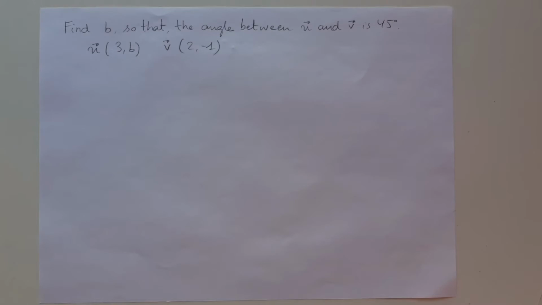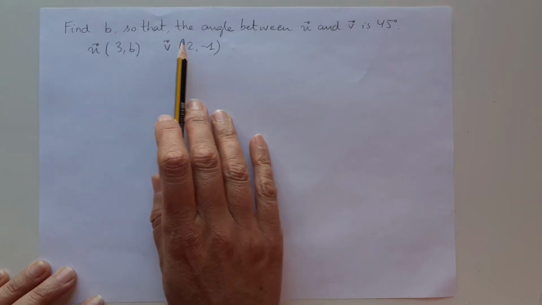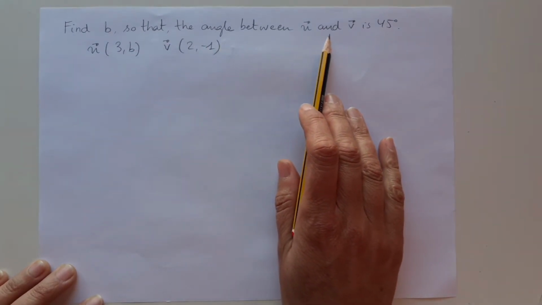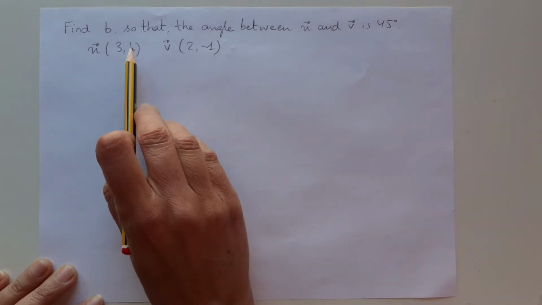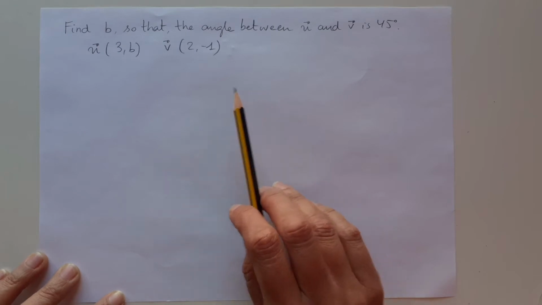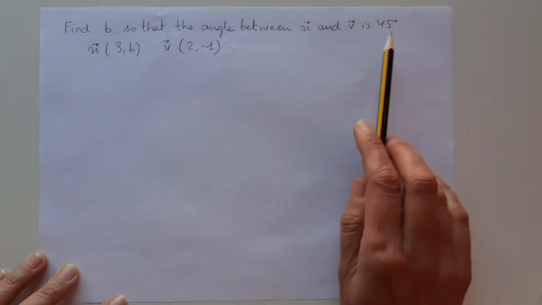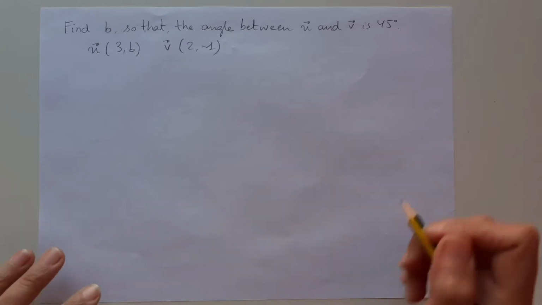Hello, we are going to solve this problem on vectors. It says, find B so that the angle between U and V is 45 degrees. And these are the vectors. We need to calculate this B. When we have a problem about vectors that involves an angle, we usually use the scalar or dot product.